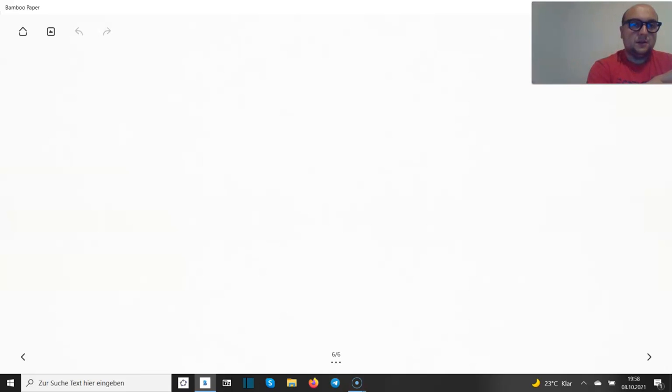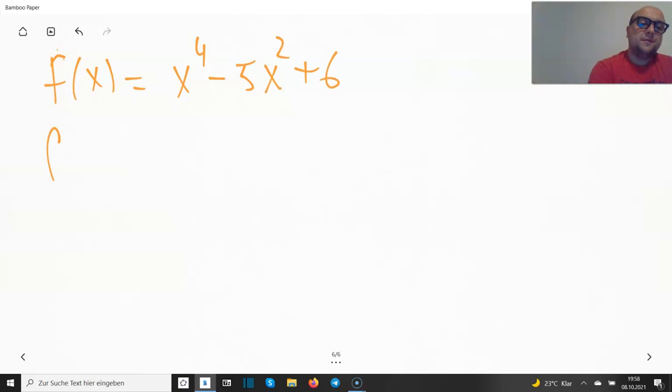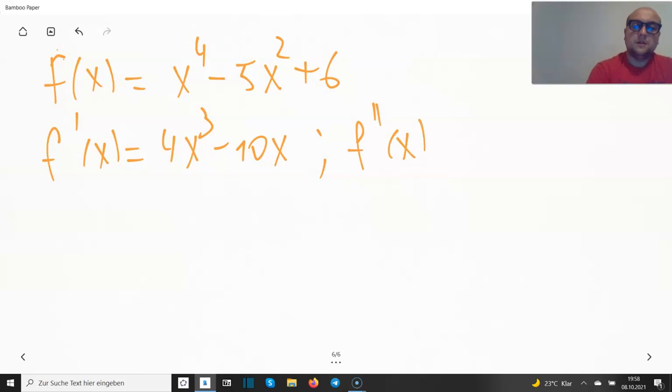Alright, points of inflection. What do we have there? The function was x to the power of 4 minus 5x squared plus 6. First derivative, 4x cubed minus 10x. Second derivative, 12x squared minus 10. Let's put it equal to 0.